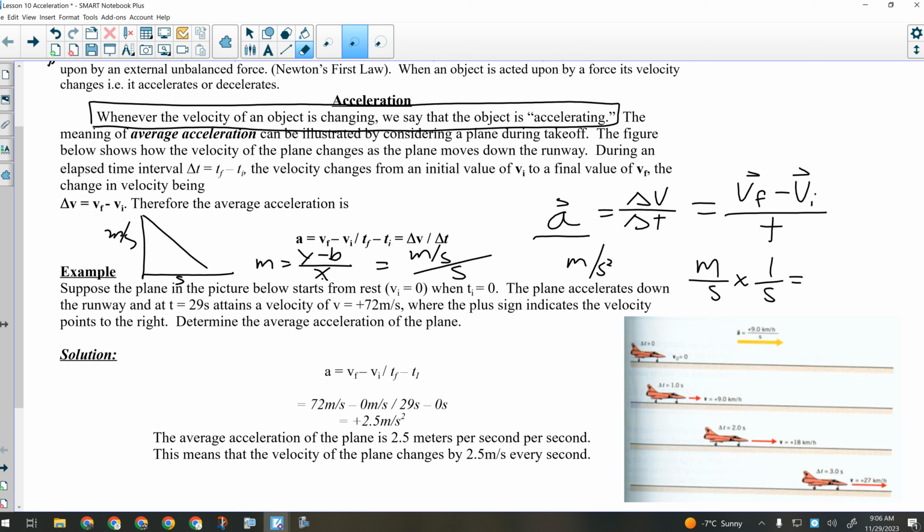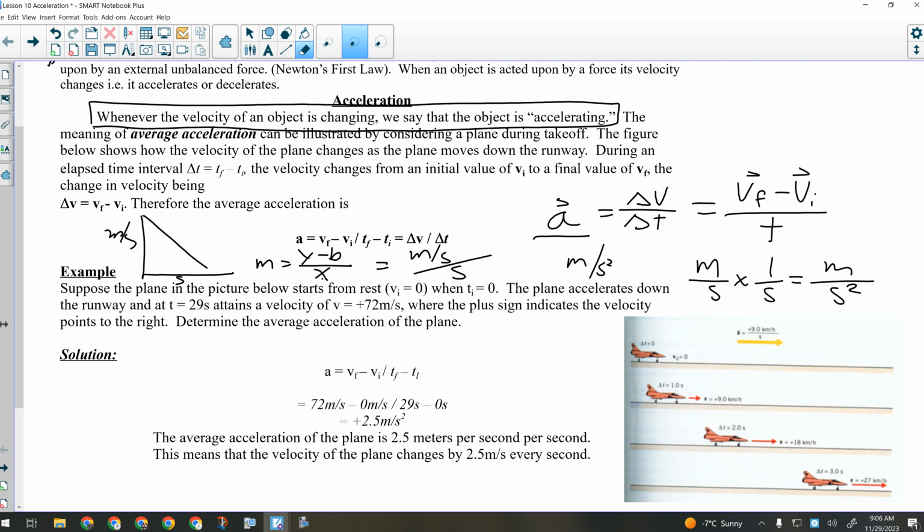What's meters times 1? Meters. What's seconds times seconds? Seconds squared. Okay. I don't care which way you write it. You could write meters per second, and I would know what you meant. We just typically write it that way.